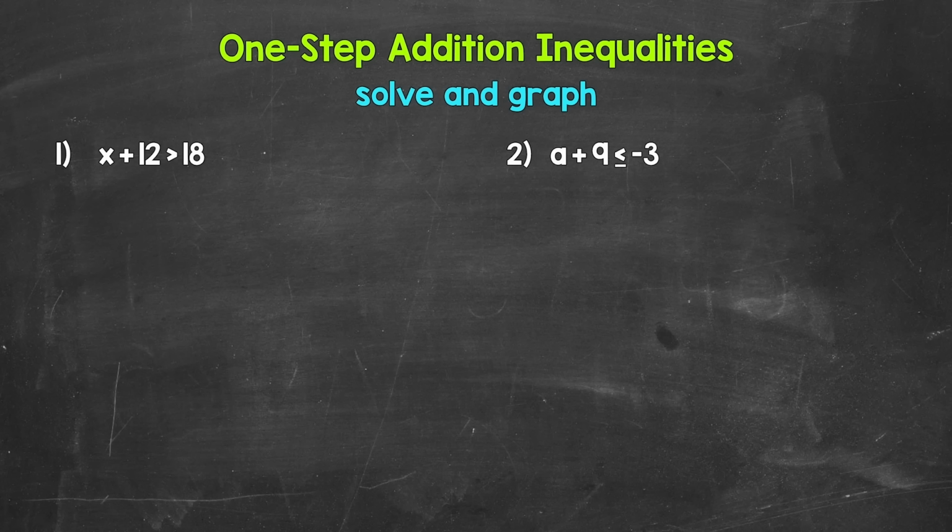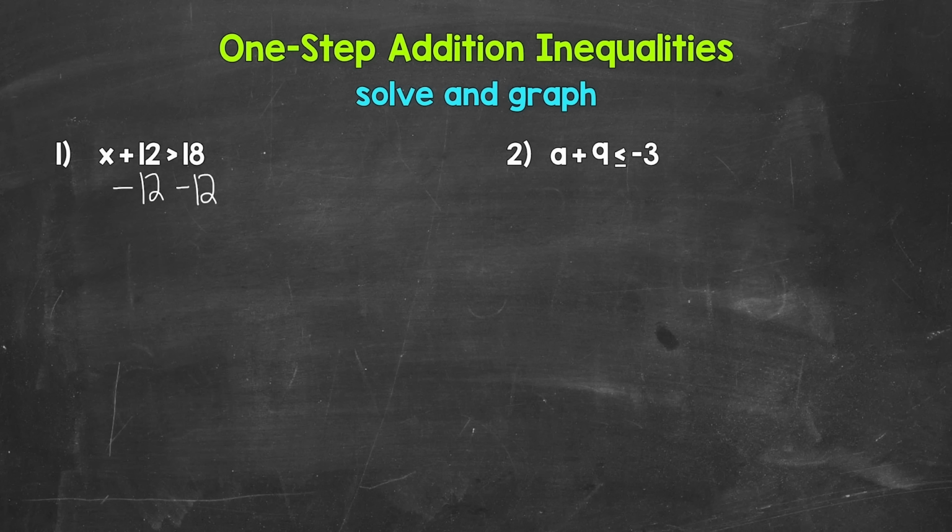Let's jump into number 1, where we have x plus 12 is greater than 18. So we need to isolate that variable of x. We are adding 12, so we need the inverse operation. The inverse operation of addition is subtraction. So subtract 12 from the left side of the inequality. Whatever we do to one side, we must do to the other in order to keep the inequality balanced. So subtract 12 from the right side as well.